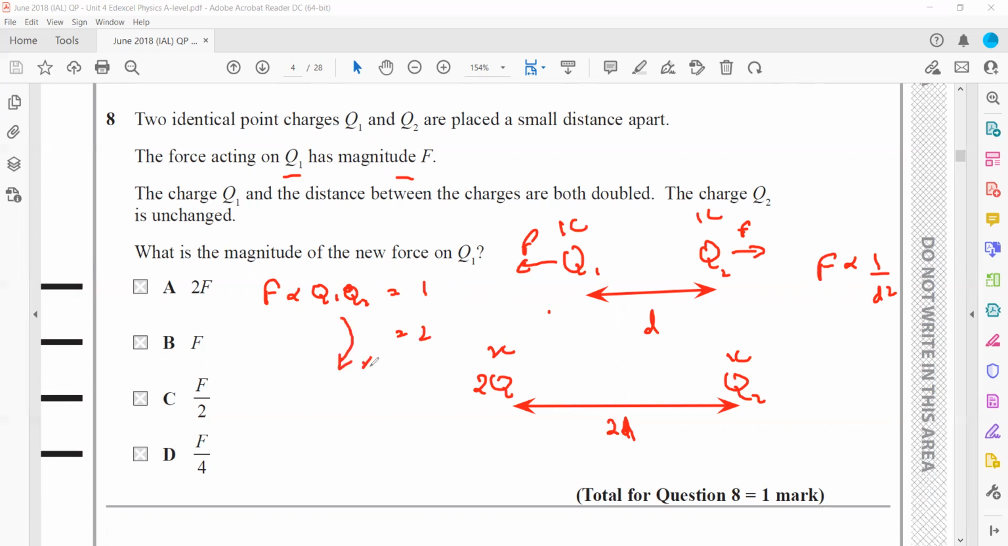If the product of the charges is doubled, what happens to the force? The force will be doubled. But if the distance is doubled, it follows the inverse square law, so the force decreases by 4. Due to the change in charge, it increased by 2, but due to the change in distance, it decreased by 4. So when we simplify, it will be F by 2. So C will be the right answer.